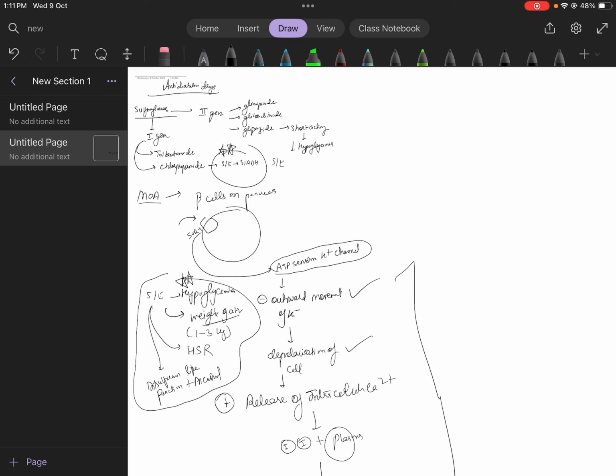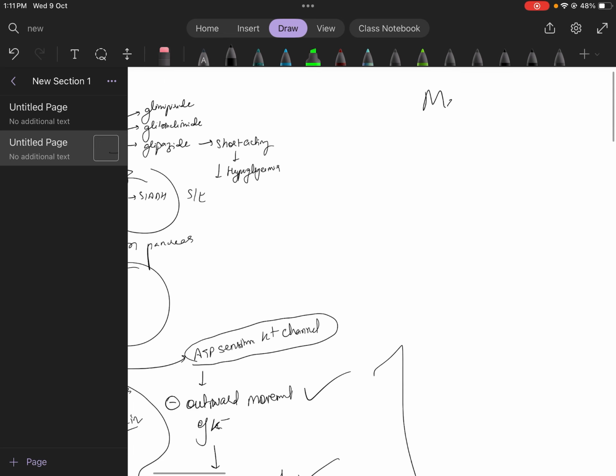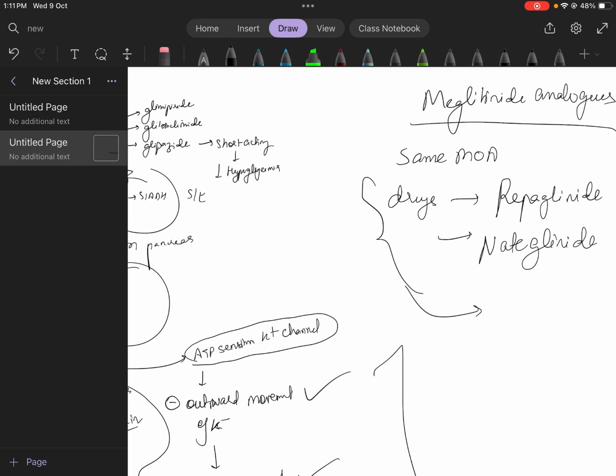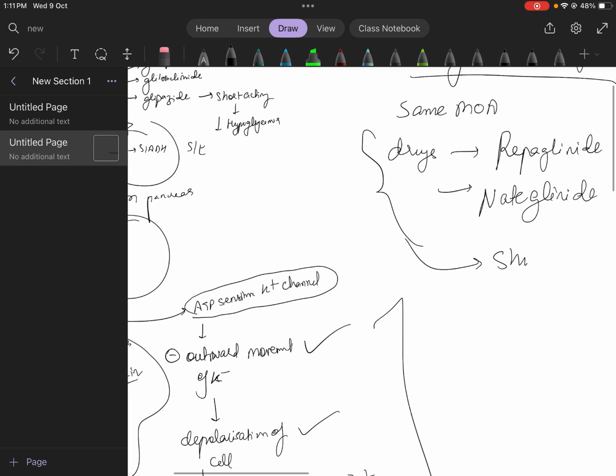Then there's another class of drugs along with sulfonylureas which are very closely related. These are called as your meglitinide analogs. So they are very closely related to sulfonylurea because they have the same mechanism of action. So drugs include repaglinide as well as something called as nateglinide. So the main difference between sulfonylureas as well as meglitinide analogs is they're basically shorter acting. Since they're shorter acting, they have less chance of hypoglycemia.